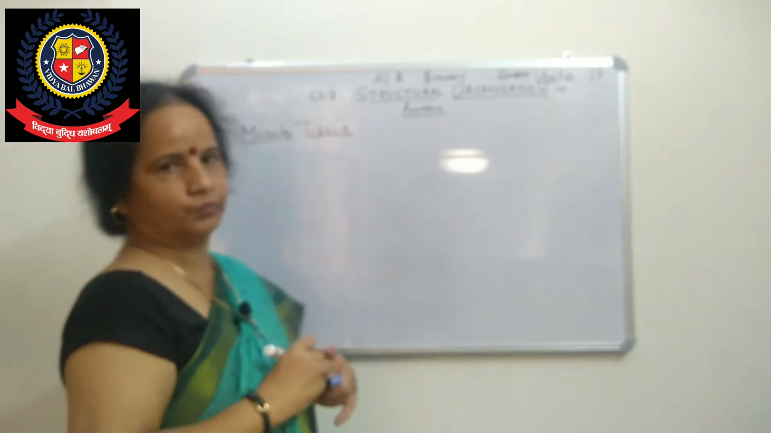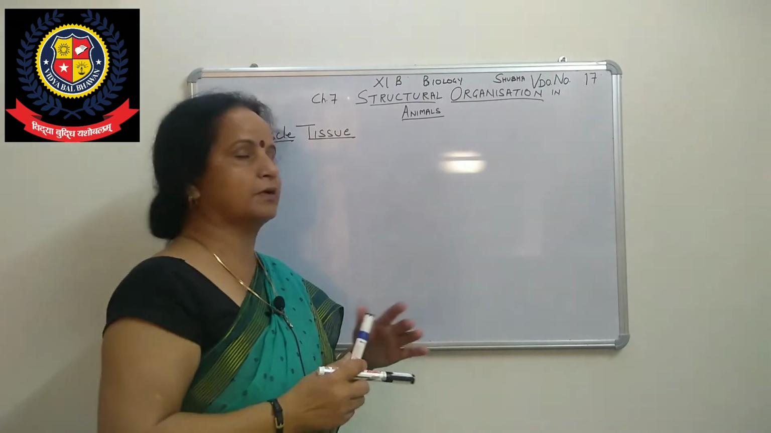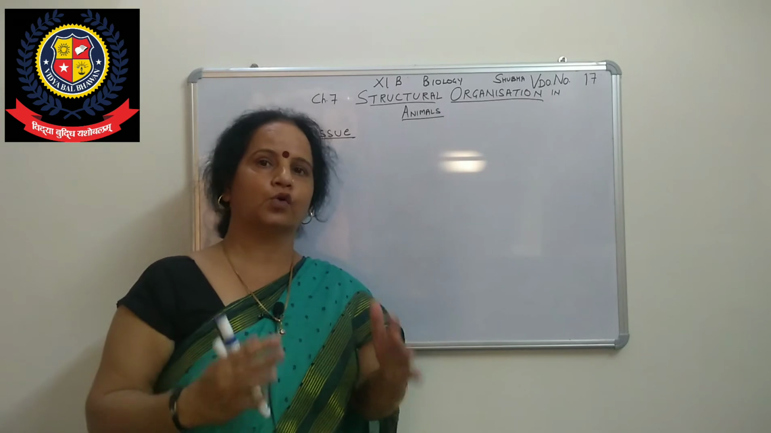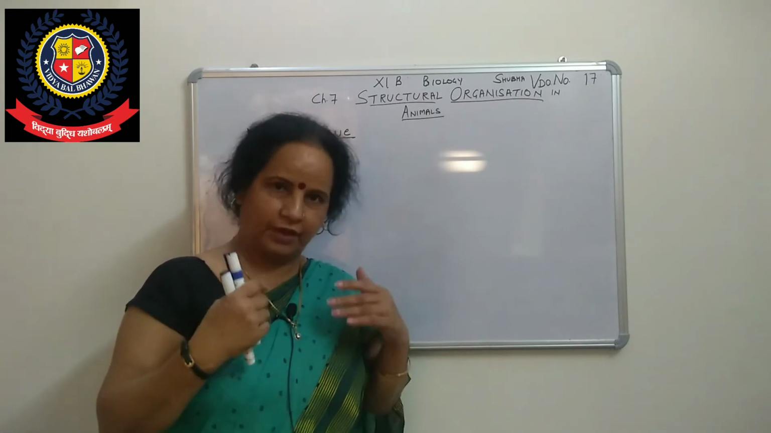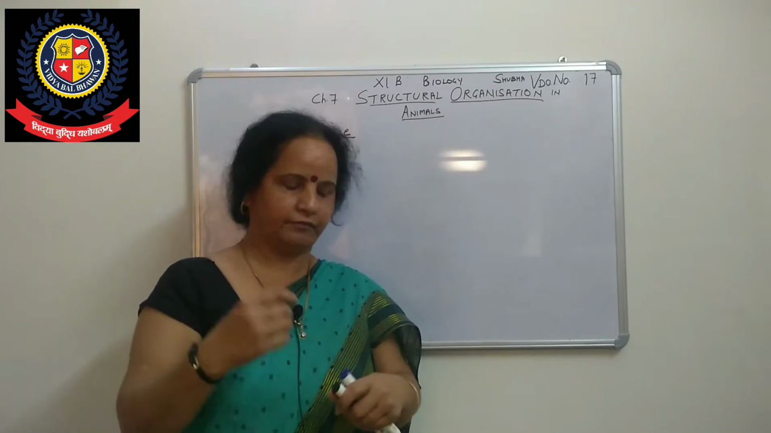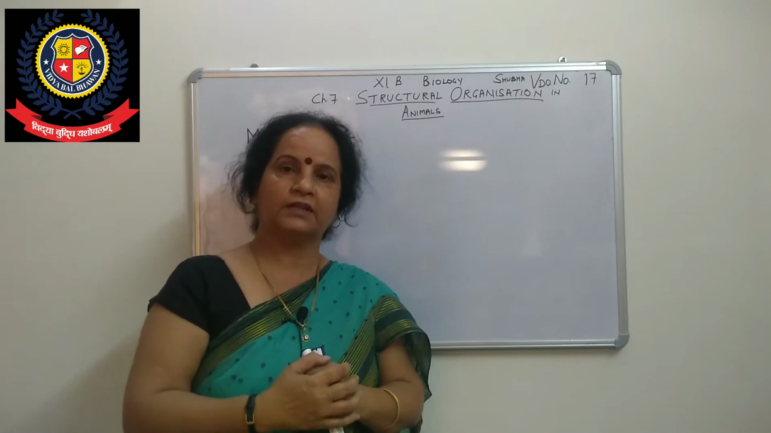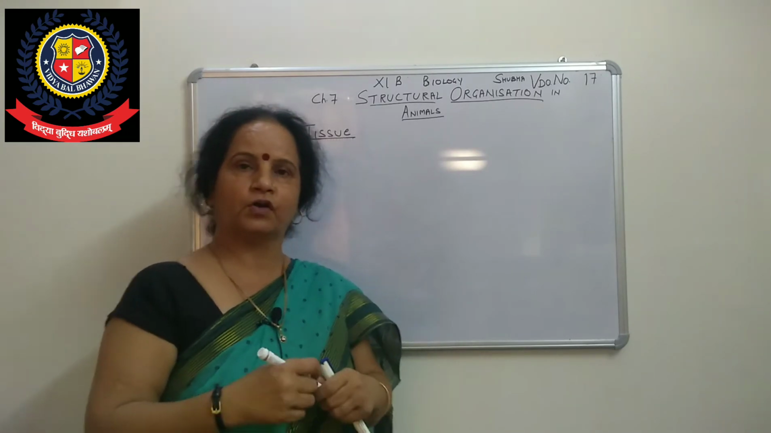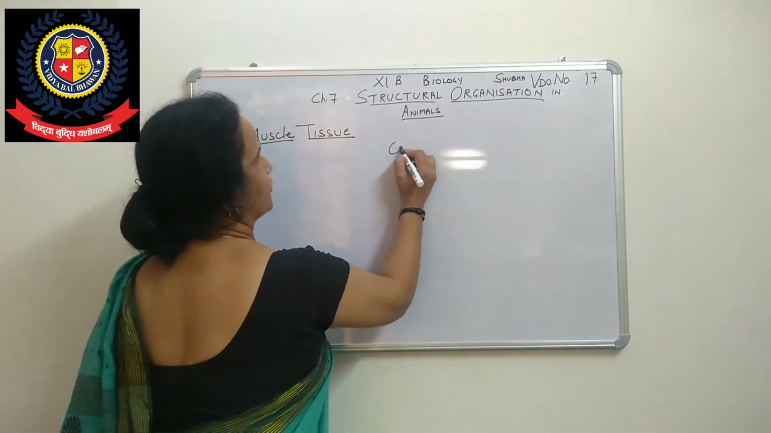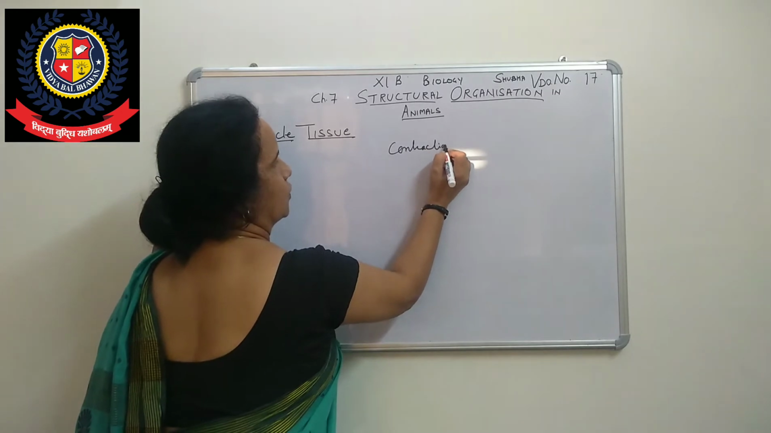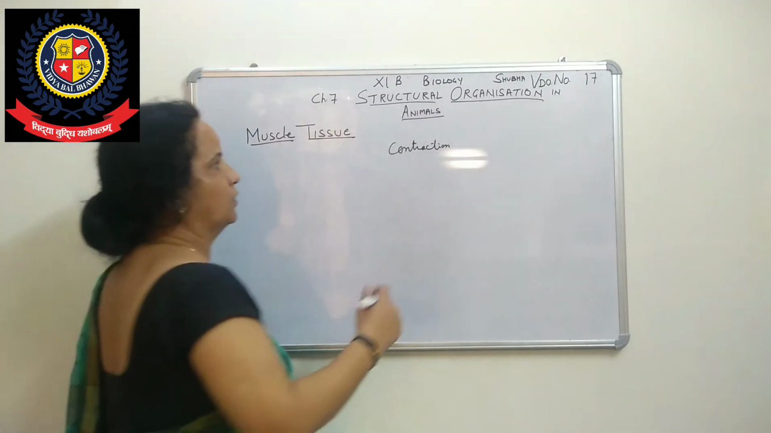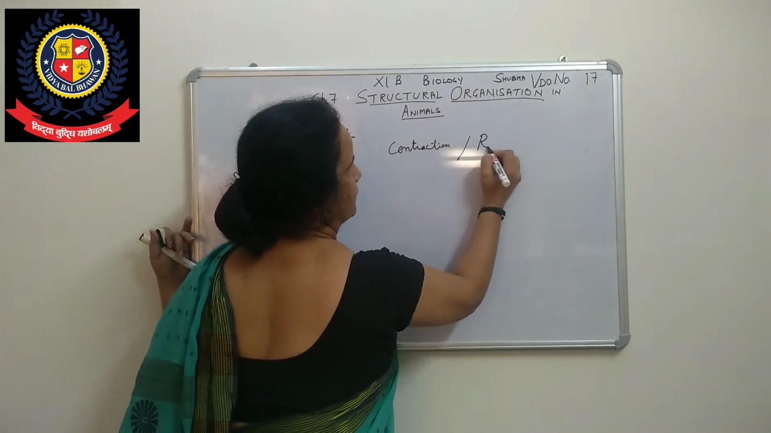Now first of all we will see the muscular tissue of muscles. Muscles are along with the bones. They help in locomotion, which means we are able to move because of muscles. Whenever muscles get any stimulus, they contract, or it is also called contraction, and then later on they come back to the normal condition. That is called relaxation.